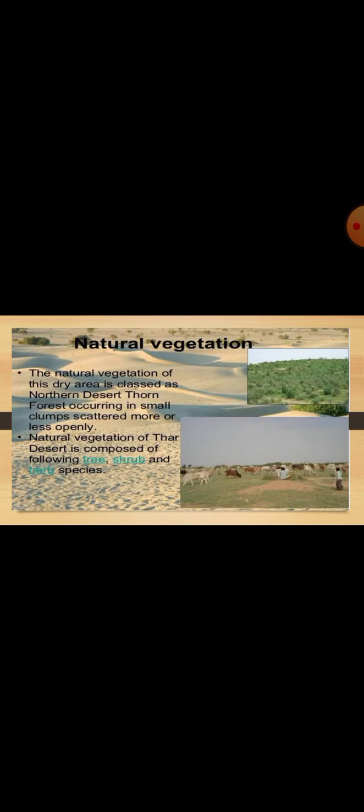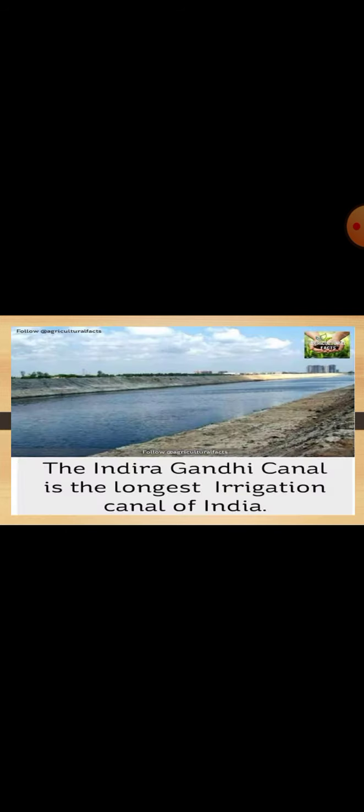We can observe the Thar Desert. People: Hindus, Muslims, Sikhs, Sindhis, Kothis. These types of people also live in the Thar Desert. Natural vegetation. The natural vegetation of this dry area is classed as northern desert thorny forest, occurring in small clumps scattered more or less openly. The natural vegetation of the Thar Desert is composed of the following trees, shrubs and also brief species.